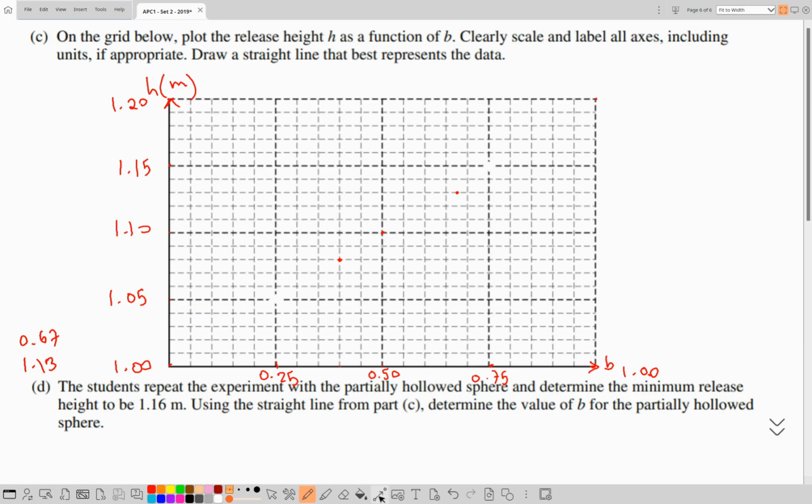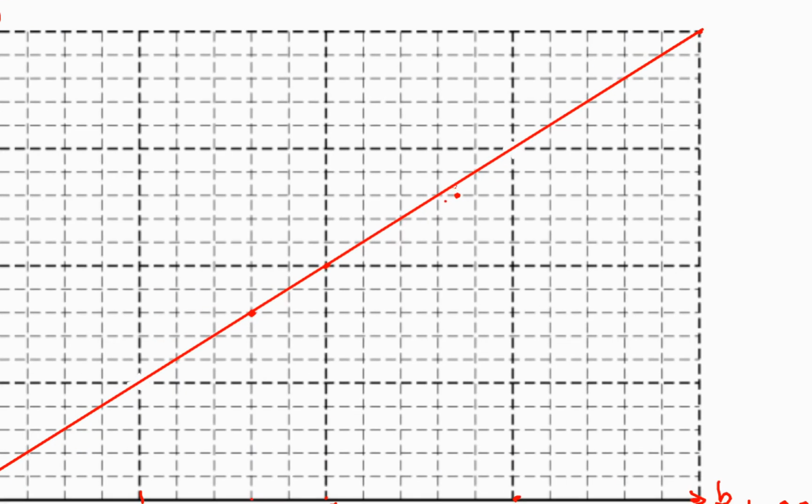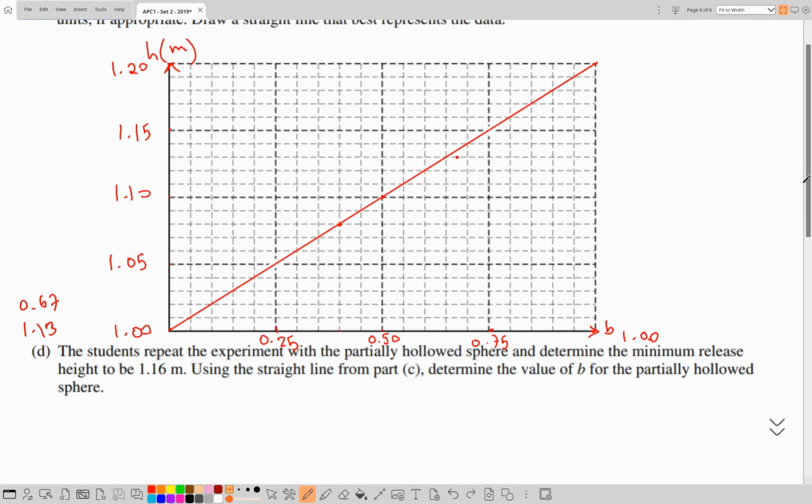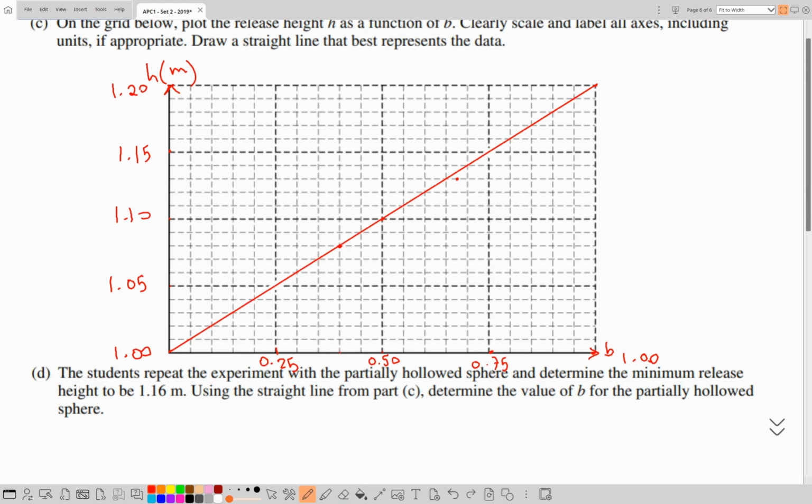Now we need to draw our best fit line and make sure that it passes through almost all of the points. In this case that's easy. So this is the best fit line for all the points, and you will notice that only this point is out of the data. Okay, so this is it for part C. We have stated clearly our labels, we have done the scale, we have plotted the data, and we have done the best fit line.